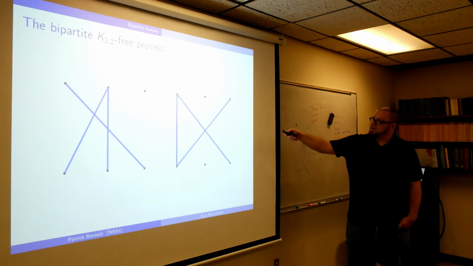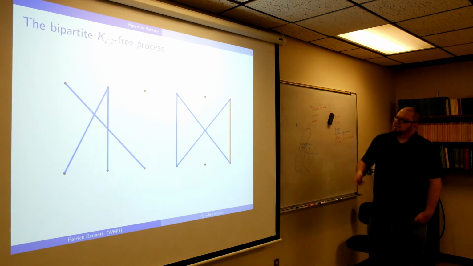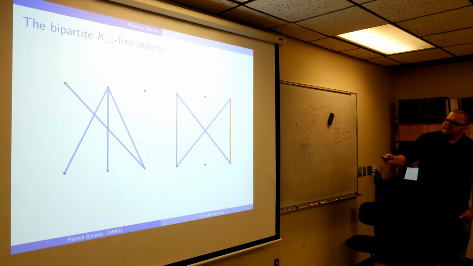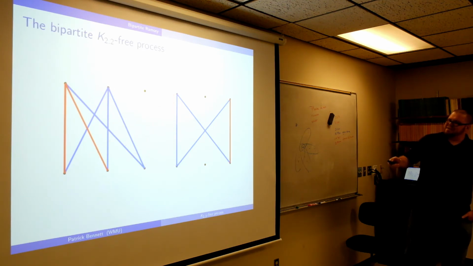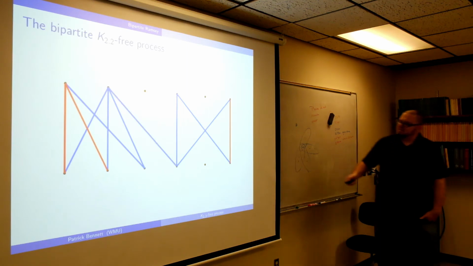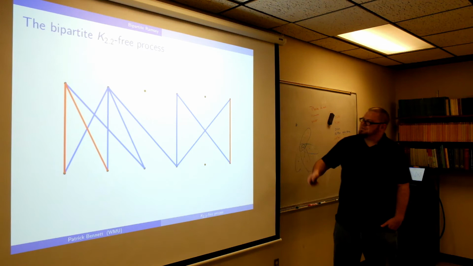Okay, so now there's some danger, so this will turn red. And then it starts to get complicated pretty quickly as you have more blue edges, because a lot happens in one step. Like, I draw this blue edge and that creates a ton of danger.